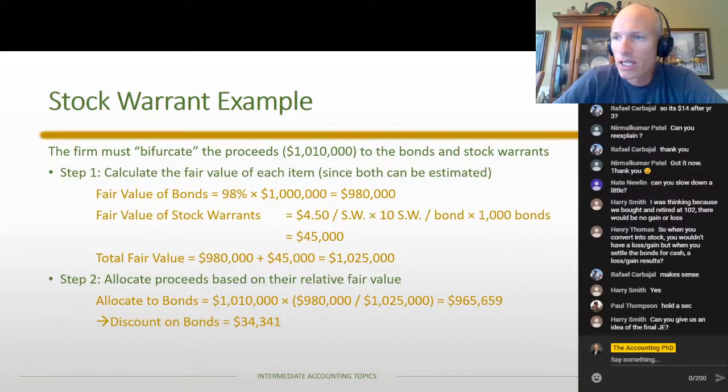Can you give us an idea of the final journal entry? Oh, absolutely. We're going to get there. Right now the biggest challenge with these problems really is the calculation. Once you do the calculation, the journal entry, I'm not saying it's simple, but it's pretty straightforward. We're definitely going to have a journal entry here in a second, but I just wanted to pause on the calculations to this point.